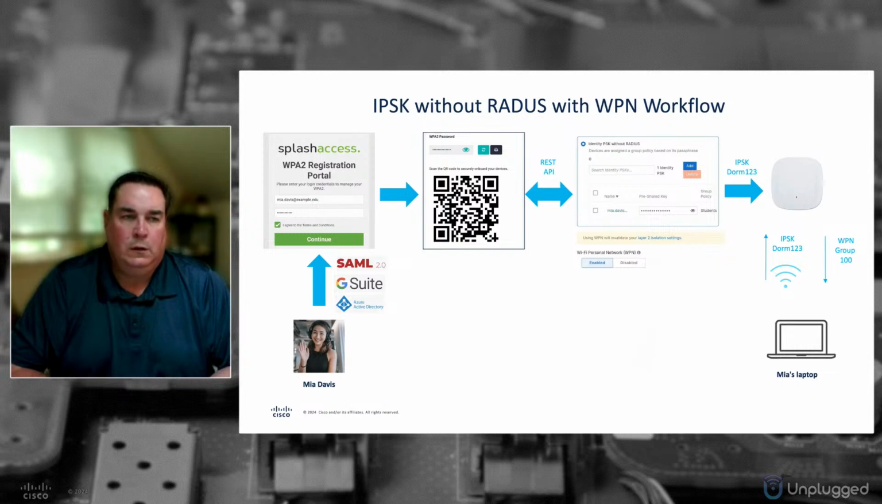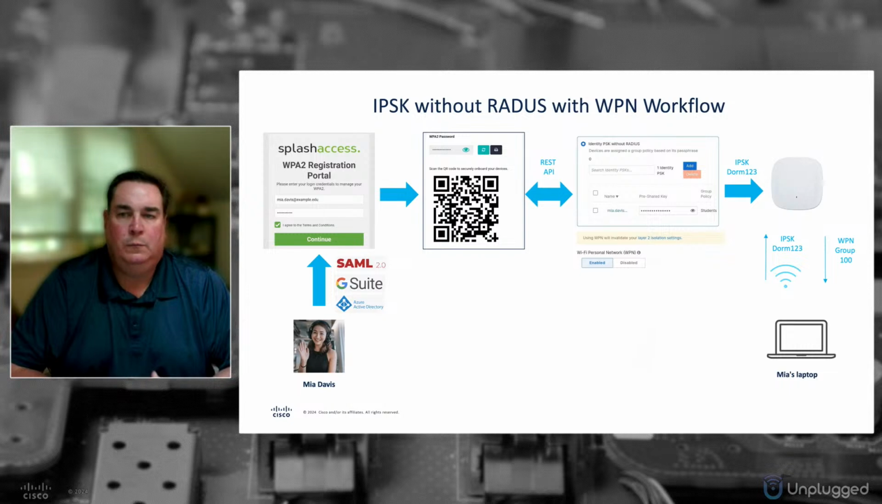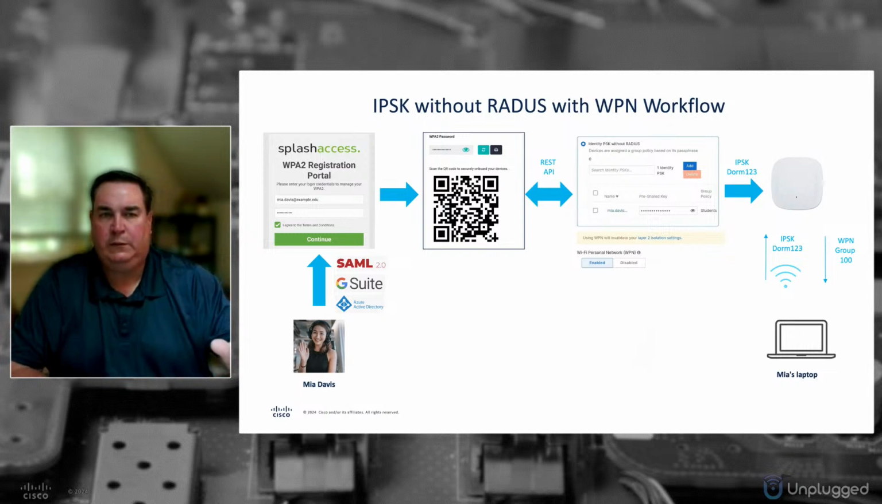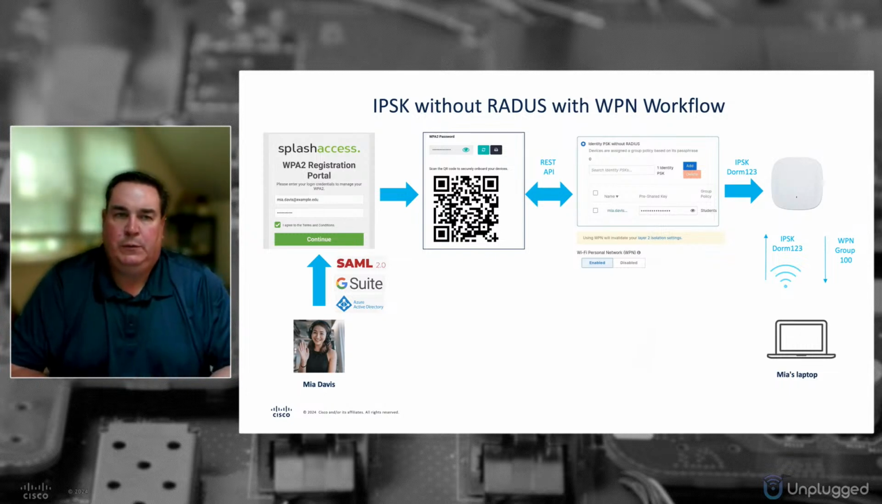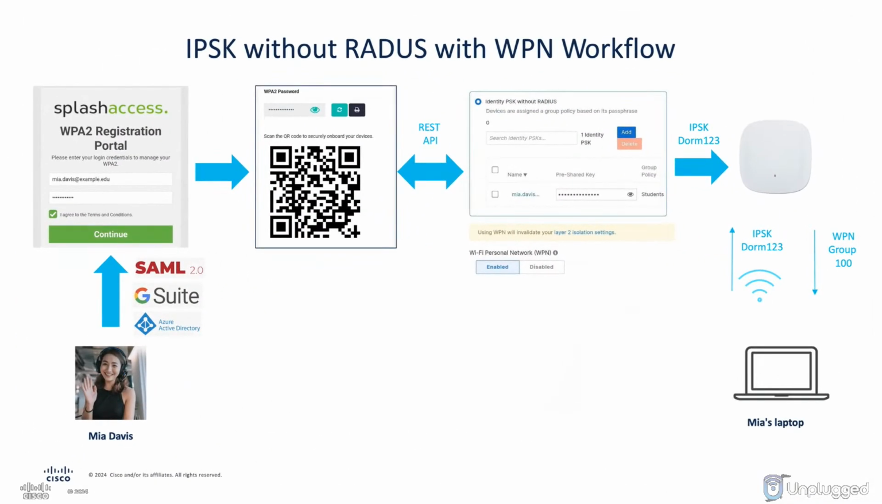She's going to use her campus credentials, whatever that may be, anything that's SAML 2.0, Azure AD, anything like that will be integrated directly into the Splash Access portal. Once she authenticates, she's going to basically be presented with her WPA2 password. This is her IPSK key, right? This is effectively what this is. She can also use that QR code to register that device if she wanted to do it that way. But she can see her WPA2 key. That's hers to use.